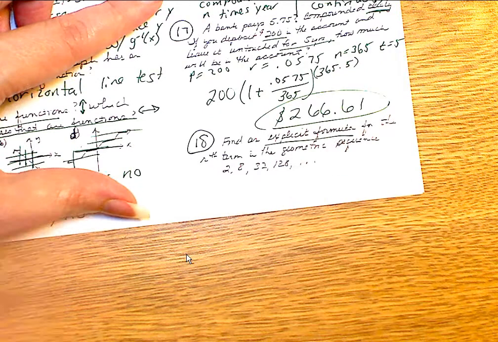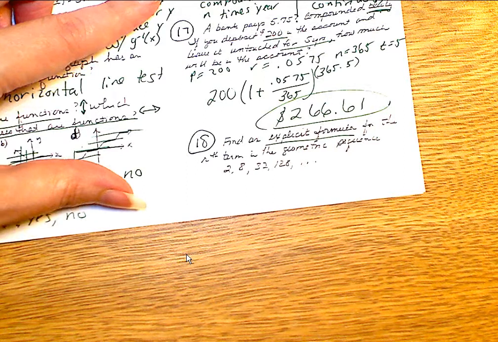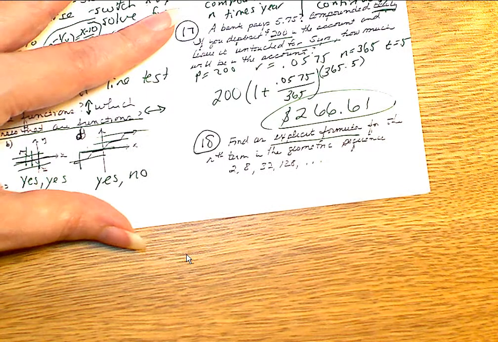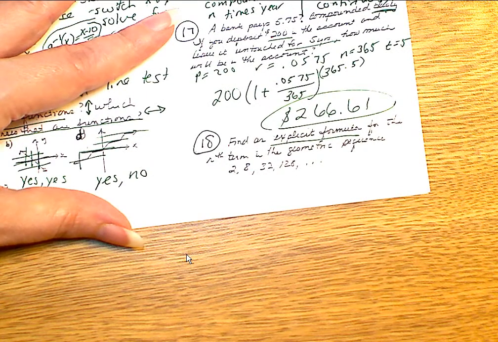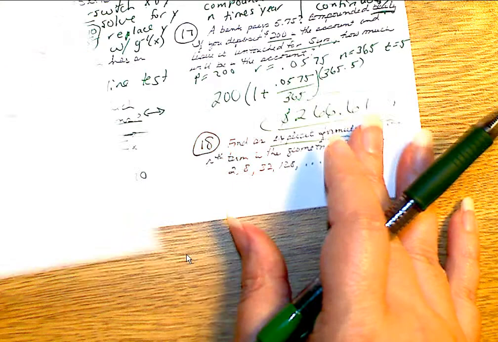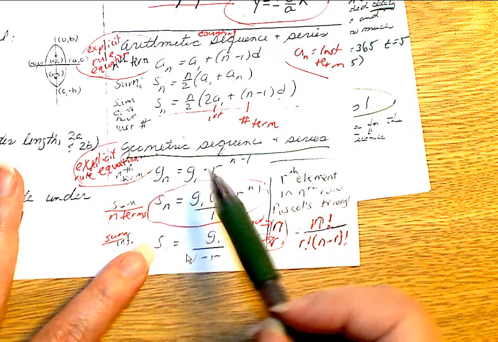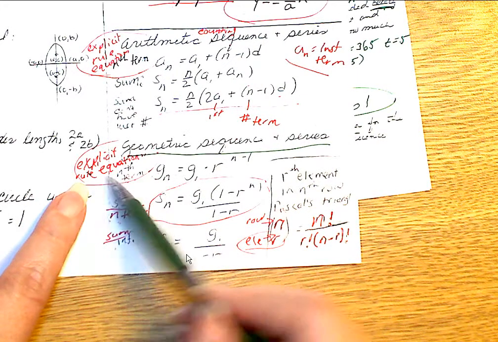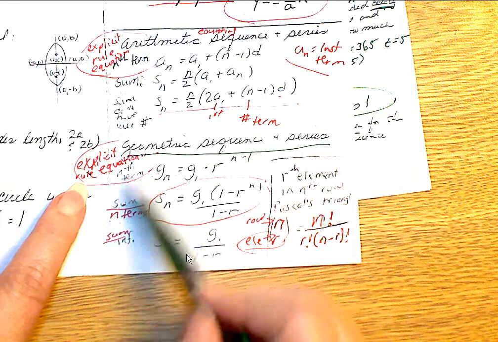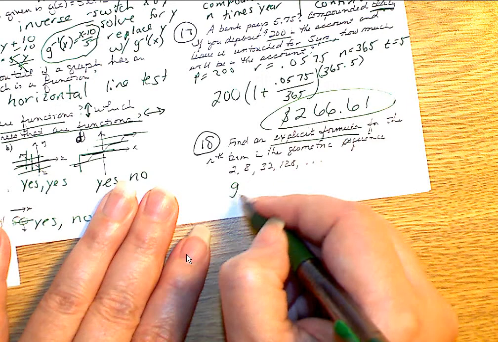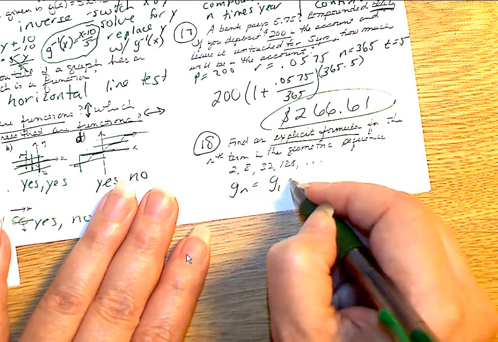Explicit formula. It says find an explicit formula for the nth term of the geometric sequence. So I want you to take a second and think about what formula you're going to use and where you're going to find it. Hopefully all of you said it's the front side of the sheet, geometric, and if I were you, again, I would put explicit rule or equation or formula right off here so that you know that this is where you're using. So you're using G of n is equal to G1 times R to the n minus 1.